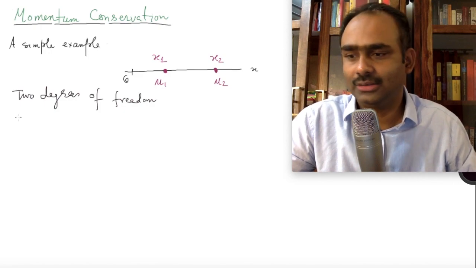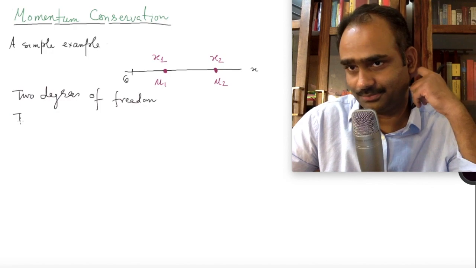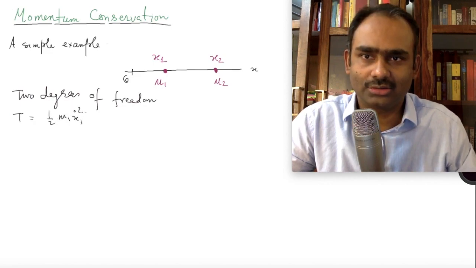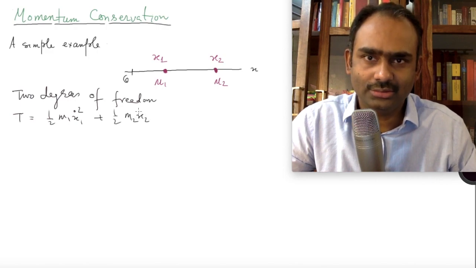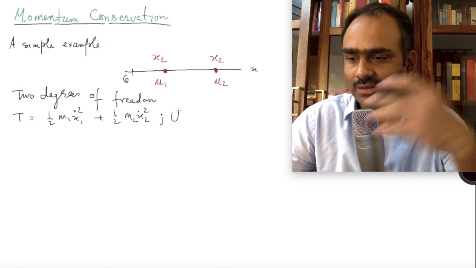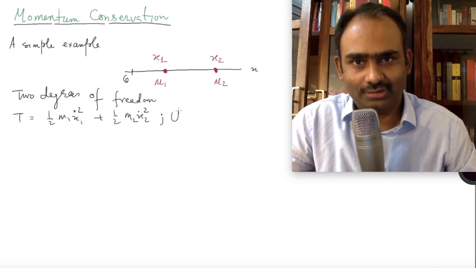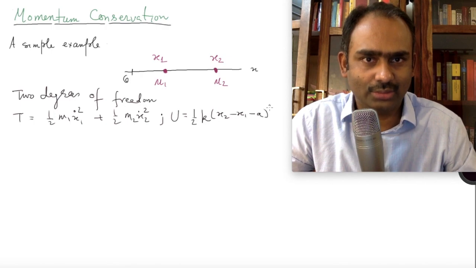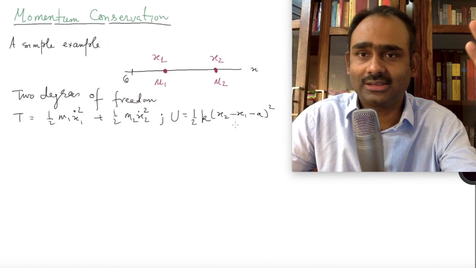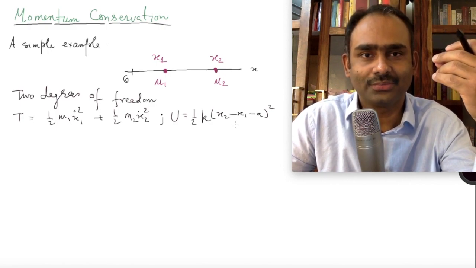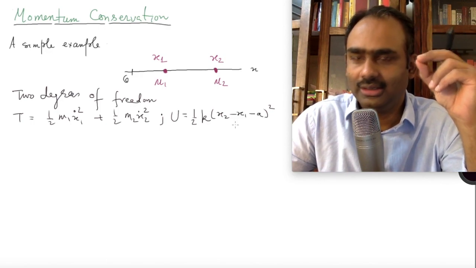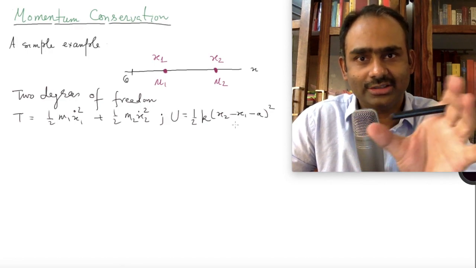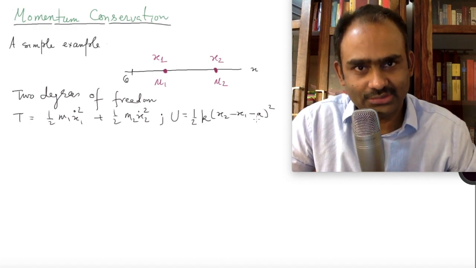Okay, that's good. Let's write down the kinetic energy and the potential energy to construct the Lagrangian. So your T is half m1 x1 dot squared plus half m2 x2 dot squared. And I choose a special kind of potential for this problem. I say that the potential is of the following form: half k (x2 minus x1 minus a) squared. What I'm imagining is that these two particles are connected by a spring of constant k, and the unstretched length of the spring is a. So when the spring length is a, there's no force on either of the particles. The moment you stretch or compress, meaning x2 minus x1 becomes different from a, then there is a force.